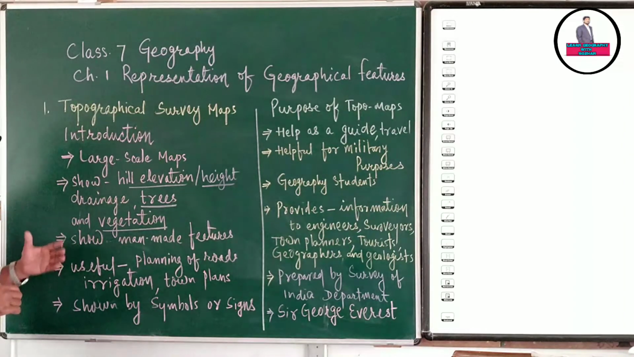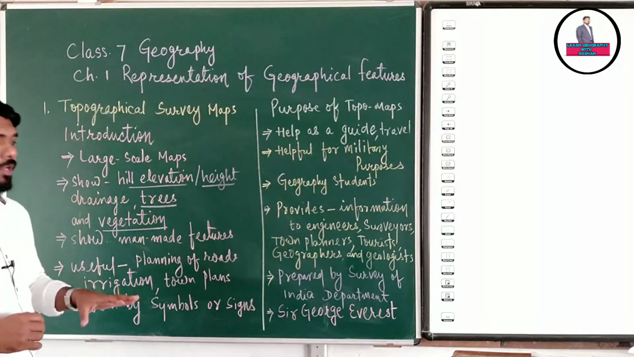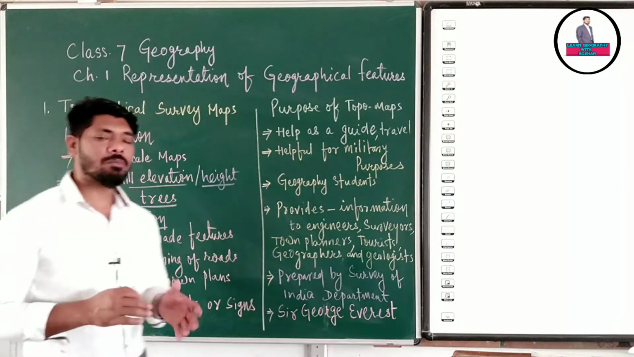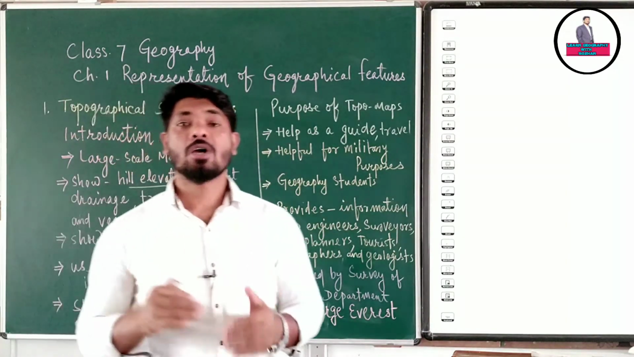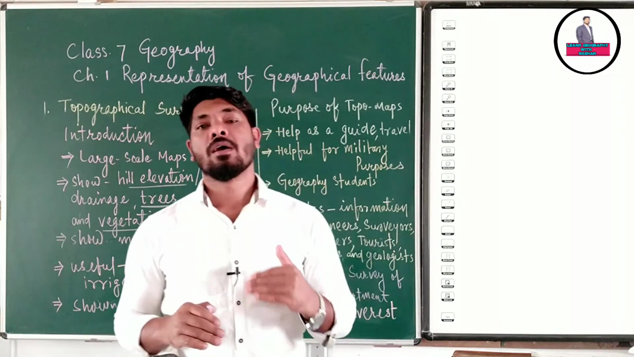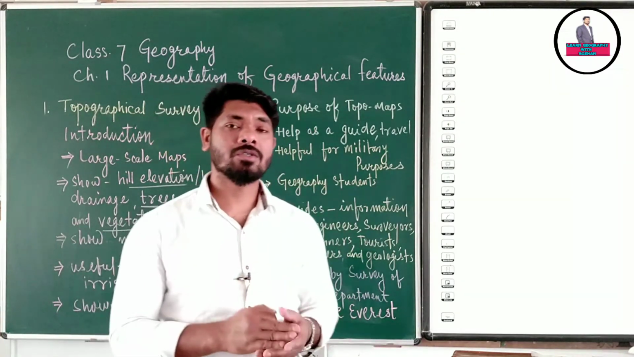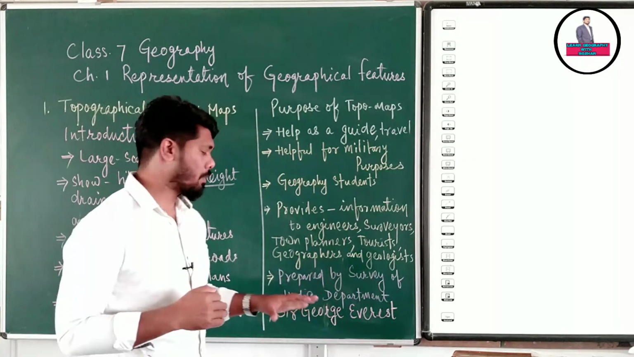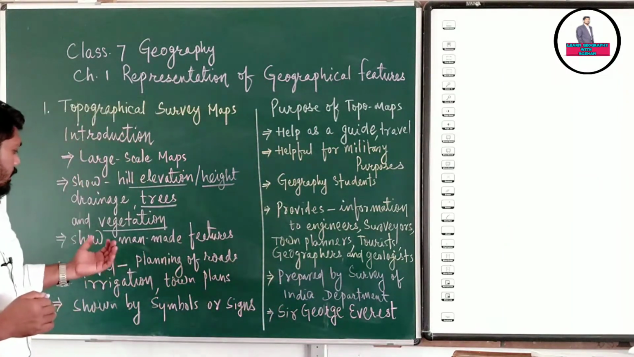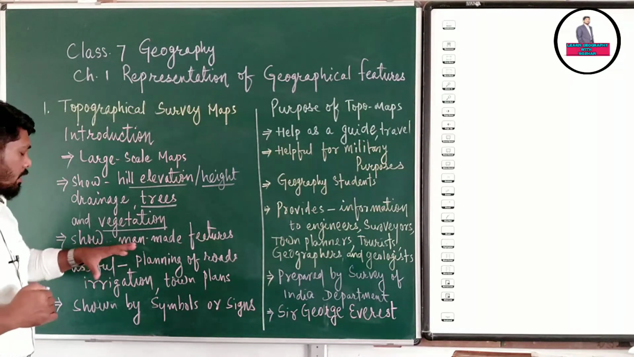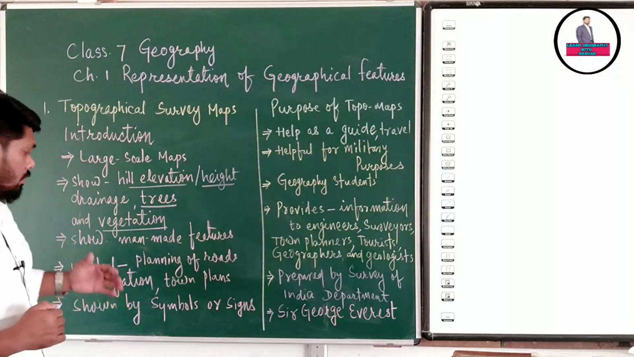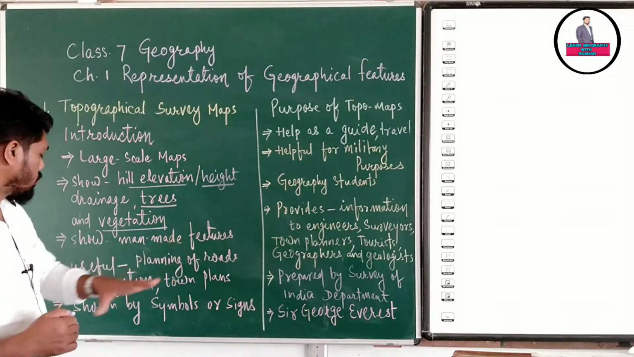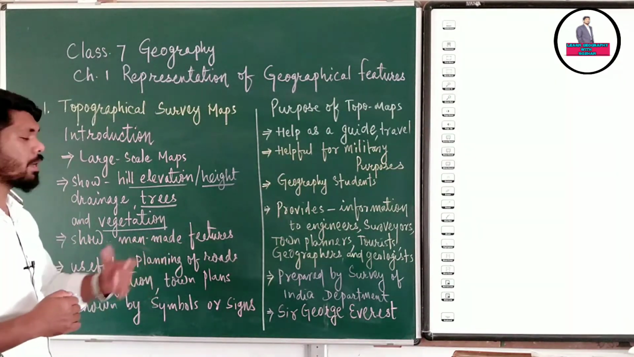Then we could see that on the topographical map the man-made features are shown. What are the man-made features? The towns, villages, roads, bridges, all these are shown on the topographical map, and there are some colors that are being utilized. Next, it is very useful for planning of roads, irrigation and town plans.